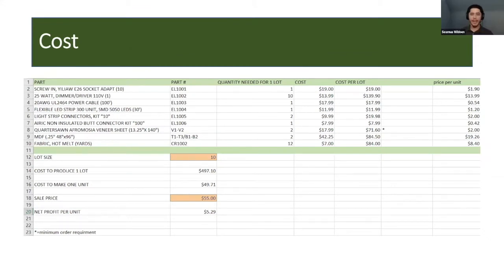Here we see the accounting document that I maintained throughout the project. It includes a complete list of materials with corresponding part numbers and order quantities, as well as the cost of said quantities, the cost of individual unit price, and the cost to produce a lot of 10 units. At a sales price of $55 and a cost of materials of $49.71, this results in a profit of $5.29 per unit.